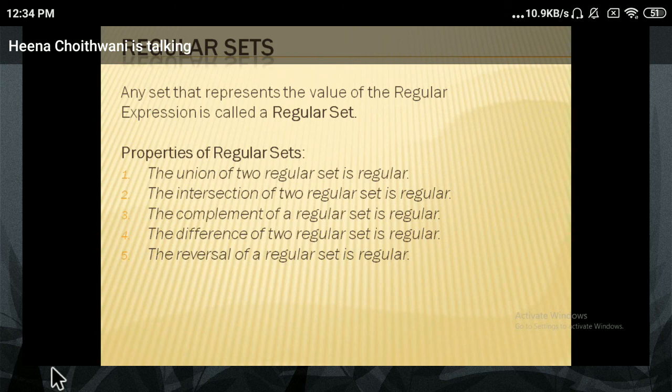Reversal may be reversing the elements in my set. If AB is an element of my set, on reversal it will become BA. Okay, so we are going to prove these things that are the regular expressions. Shall we proceed?